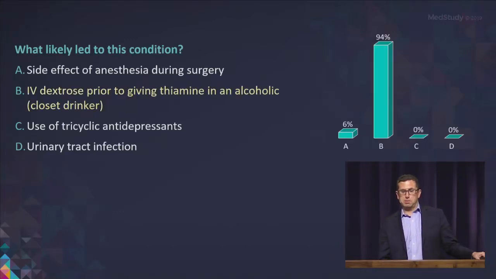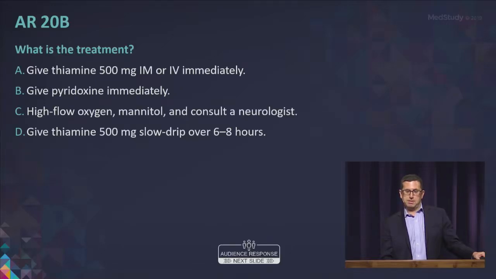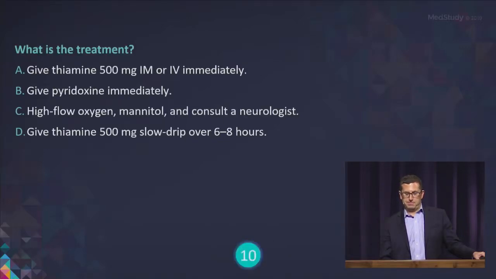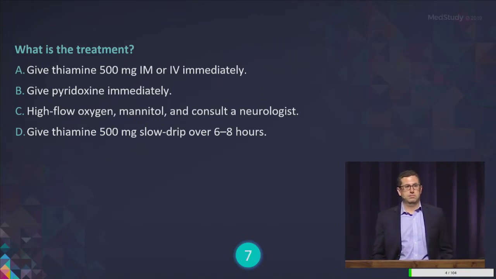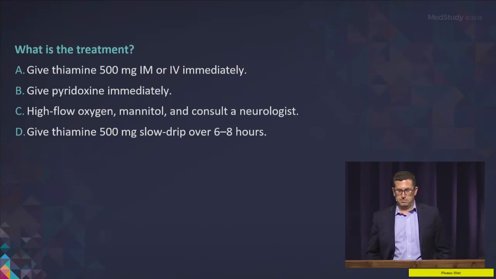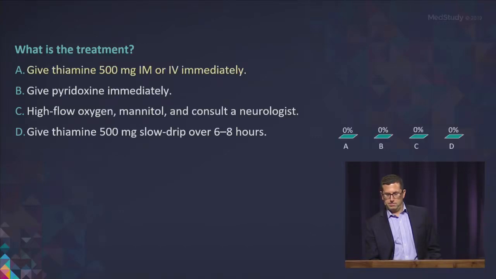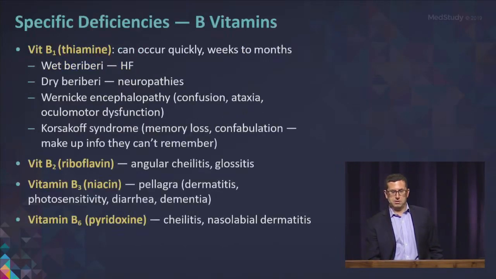Right, so everyone got this. So this is pretty typical of thiamine deficiency. And what is the treatment? Give thiamine immediately, give pyridoxine immediately, high flow oxygen, mannitol, and neuroconsult, or give thiamine slow drip. Right, so you got to treat this immediately.